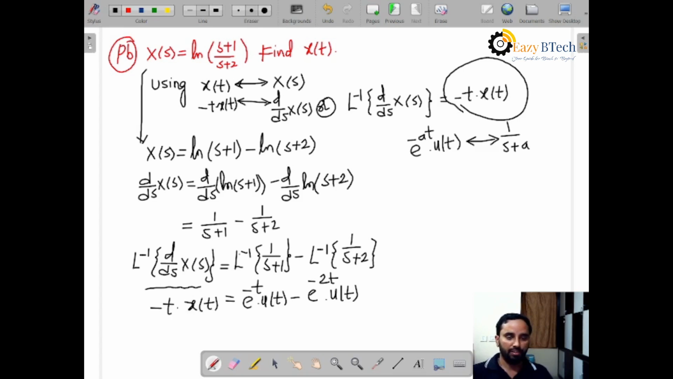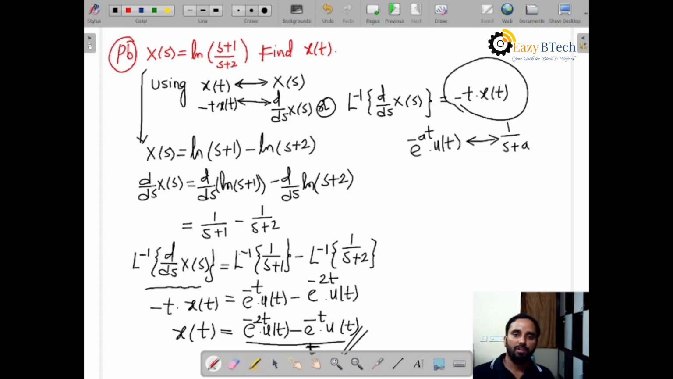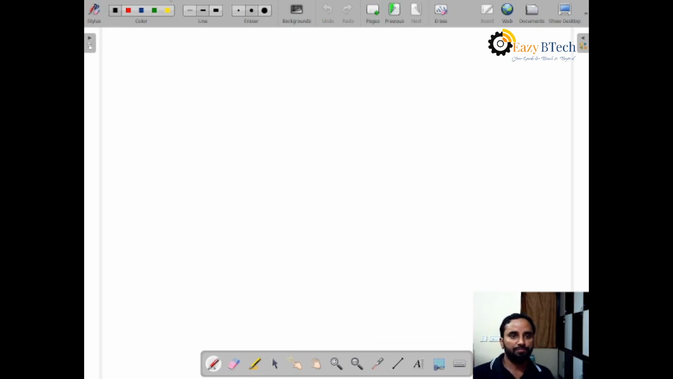We want x of t. So send this minus t to the right side, we get x of t is equal to, dividing by minus t, so we can multiply the minus sign, (e power minus 2t u of t minus e power minus t u of t) divided by t. The answer. Right? Very simple problem. We go to the next problem.